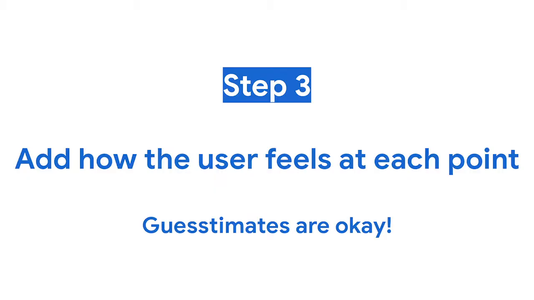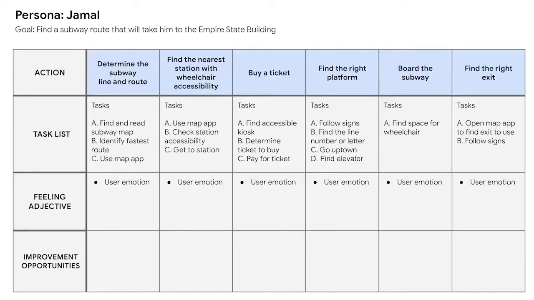The third action in mapping a user journey is identifying the user's likely emotion as they go from task to task. For example, imagine how Jamal might feel the first time he looks at the subway line map. He might be confused or intimidated. Or imagine that Jamal purchased his ticket and is trying to get to the right platform.